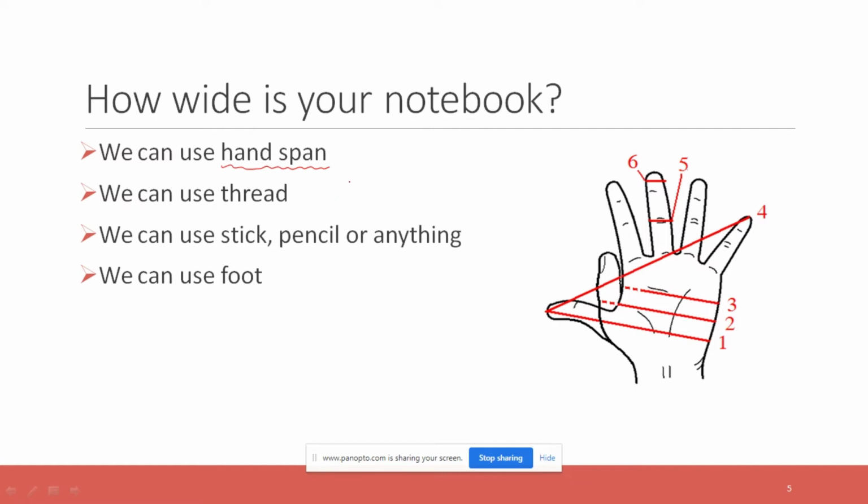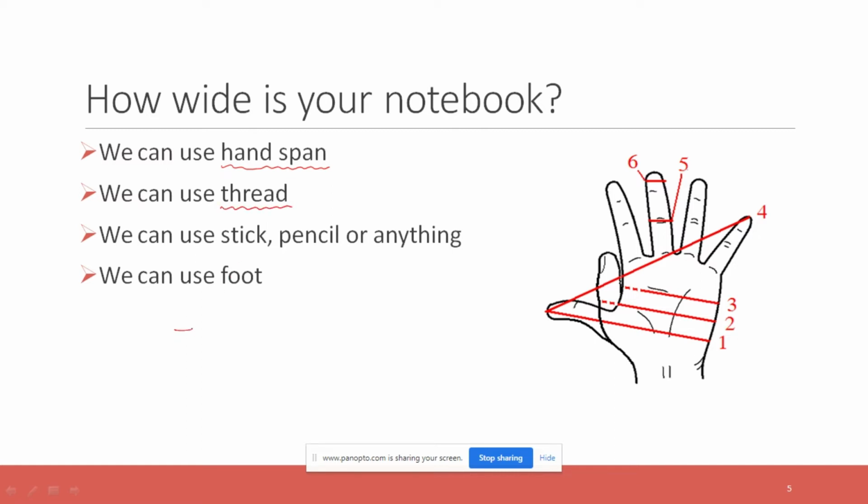If you don't know what a hand span is, then here is a photo of a hand span. You have to open your thumb and your last finger widely, and the distance between the thumb and the last finger is one hand span. Similarly, you have to calculate the length of your notebook. If you have any small thread, you can use the thread.